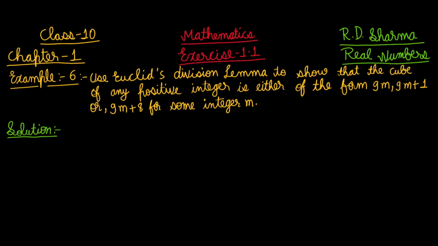So the question is, use Euclid's division lemma to show that the cube of any positive integer is either of the form 9m plus 1 or 9m plus 8 for some integer m. So the solution we begin.